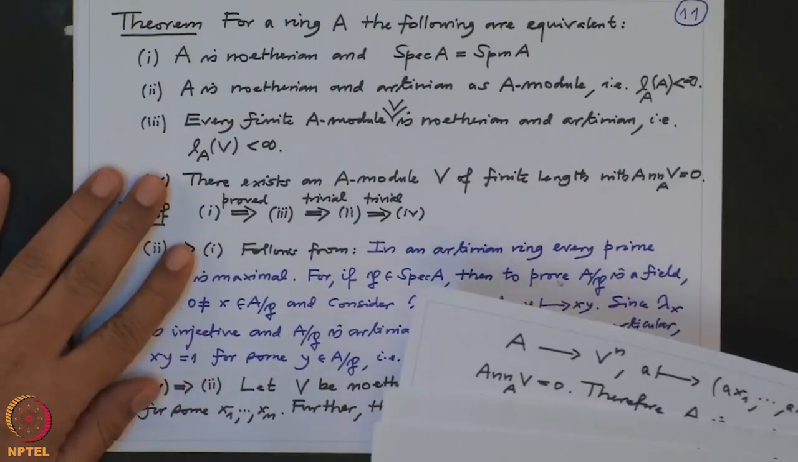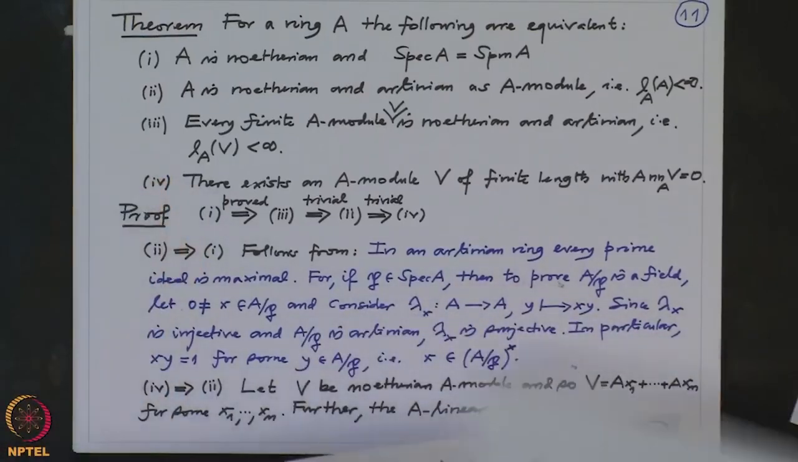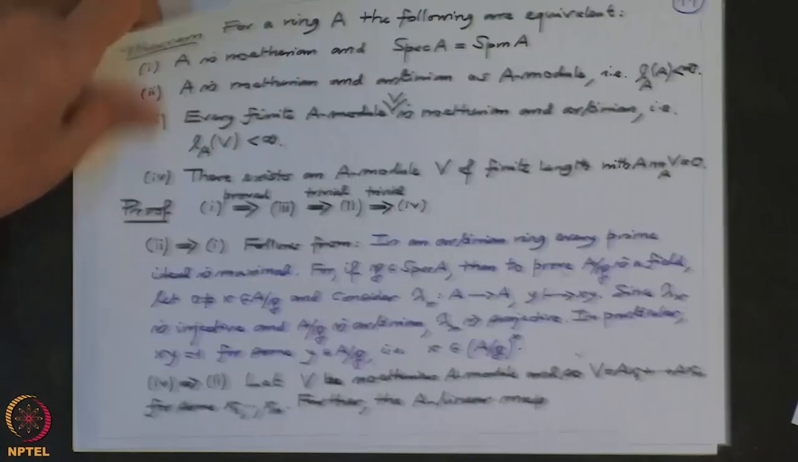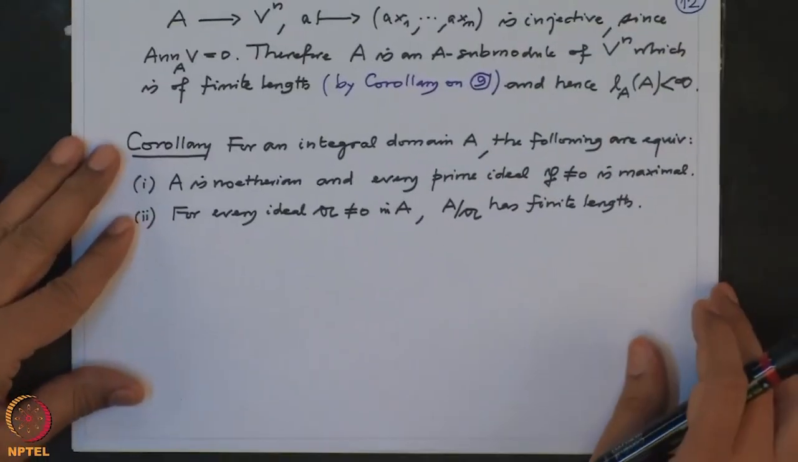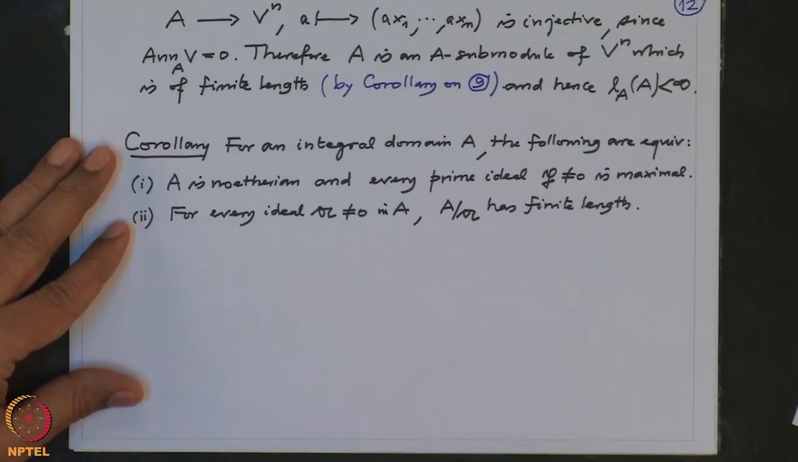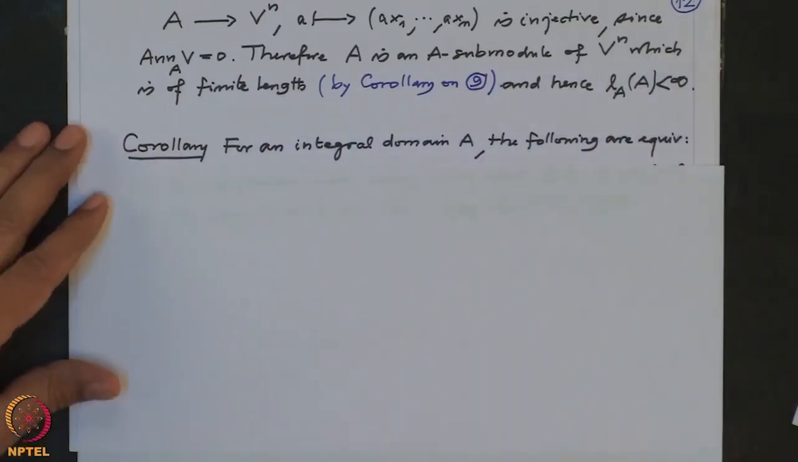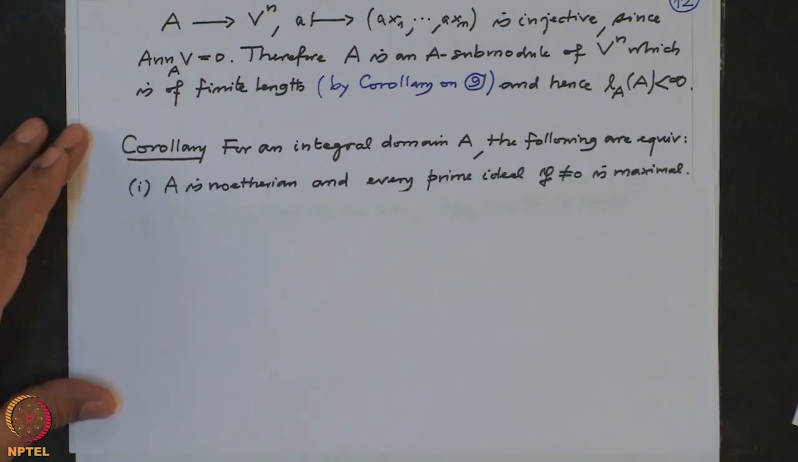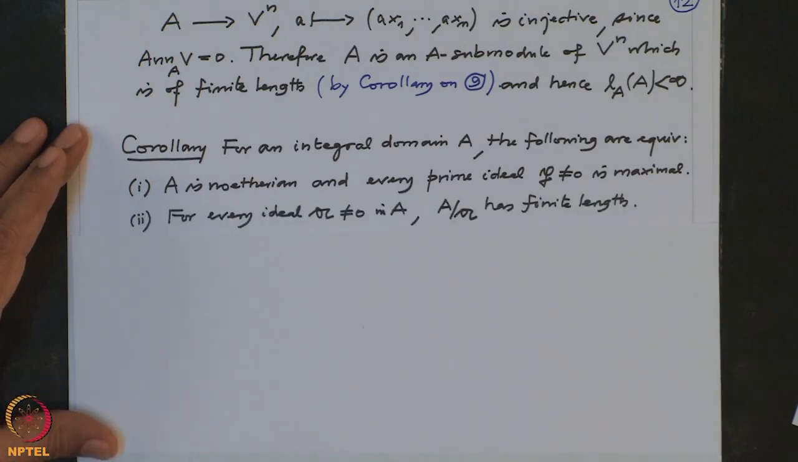So this theorem is very important. This is used many times in the proofs. So now, one important corollary, I will write it down. The corollary is, if you have an integral domain A, then the following statements are equivalent. One, A is Noetherian and every non-zero prime ideal is maximal. And second, for every ideal a not zero, A by a has a finite length.